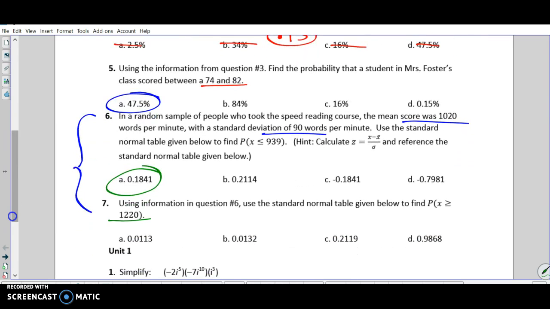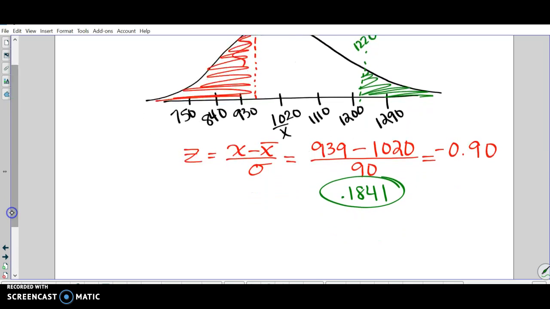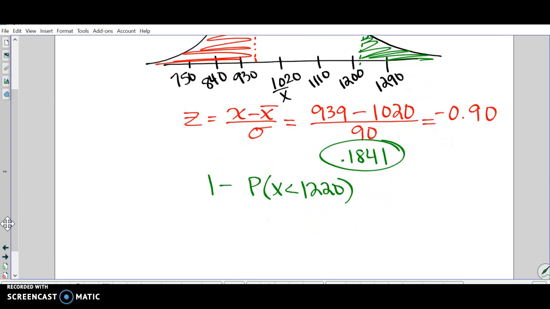Now B is using the same data, number 6. We've got to find when it's greater than 1220. Again, 1220 does not fall right on 1 standard deviation, so I'm going to have to use my z-score. But it is telling me above. If I am doing above, I've got to take the total probability of the curve, which is 100% or 1, and subtract from whatever the probability is below it. So I'm going to find the z-score at 1220, but once I found the probability in my table, I'm going to subtract it from 1.